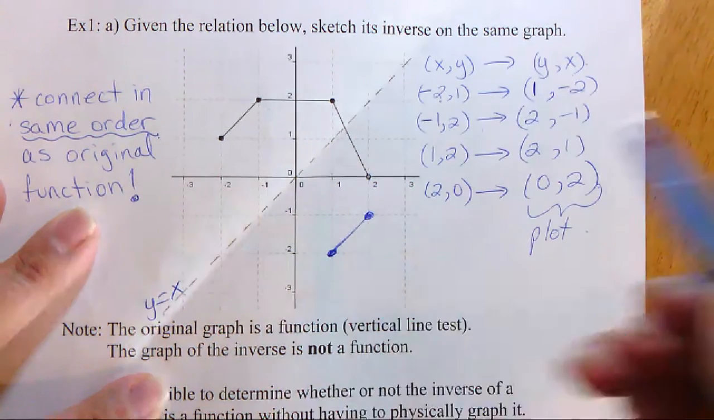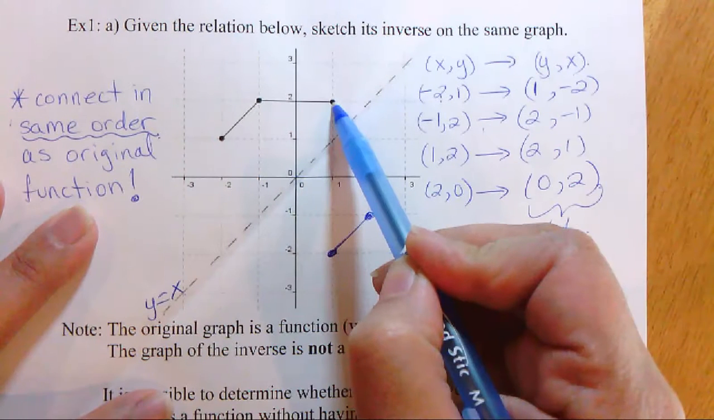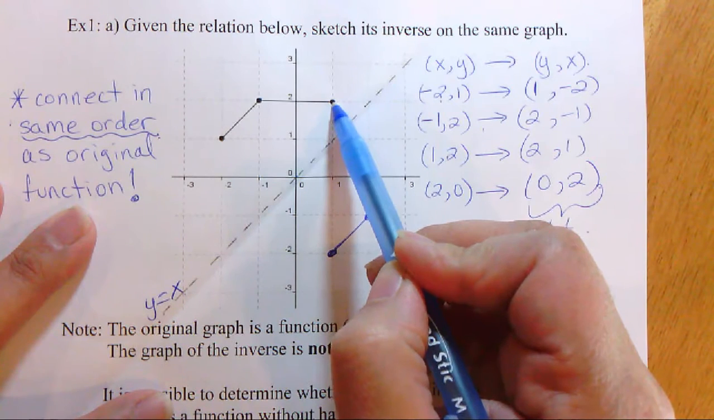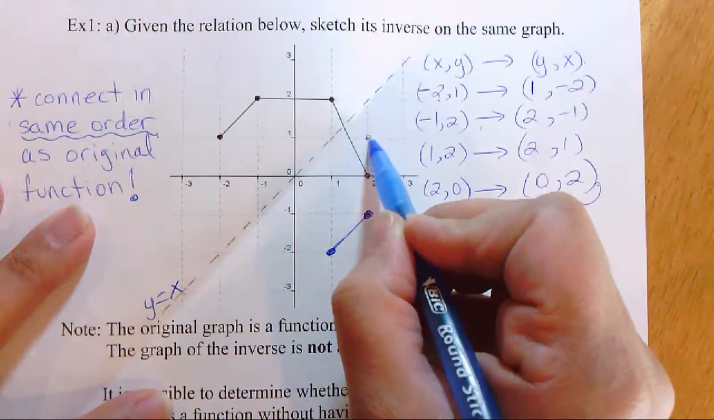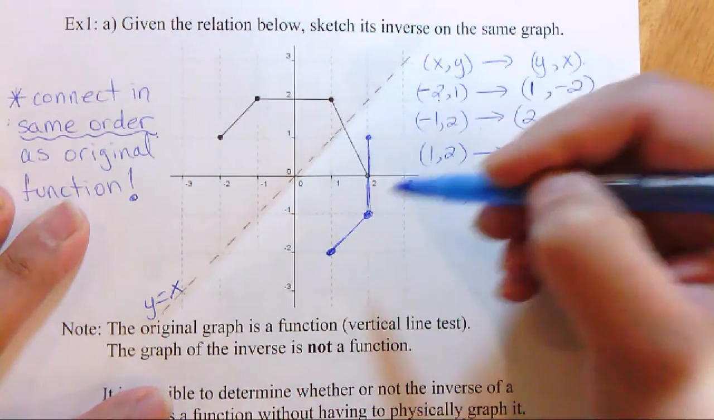I can connect them as I draw them. It might just be a little easier. So this one here, it was 1 and 2. It's going to become 2 and 1. So that's 2 and 1. So then that's going to connect with that one there.